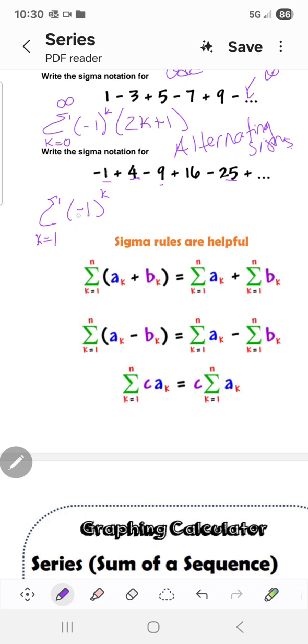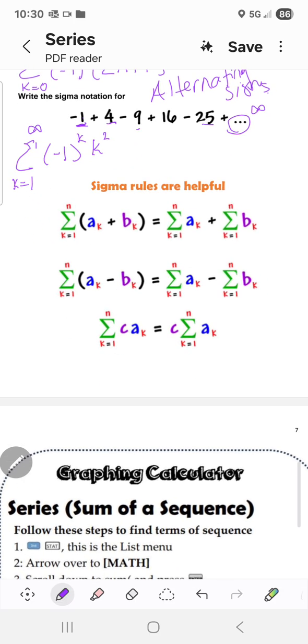2 squared here, let's check it. If k is 1, negative 1 to the first power is a negative. If I plug in 1 squared, that's a 1. 1 times a negative 1 gets me the negative 1. Let's try 2. When k is 2, negative 1 squared is a positive 1. And then I have 2 squared, that's 4, positive 4. Okay, good, that works. And then we have this, which means I need the infinity. It goes on forever.